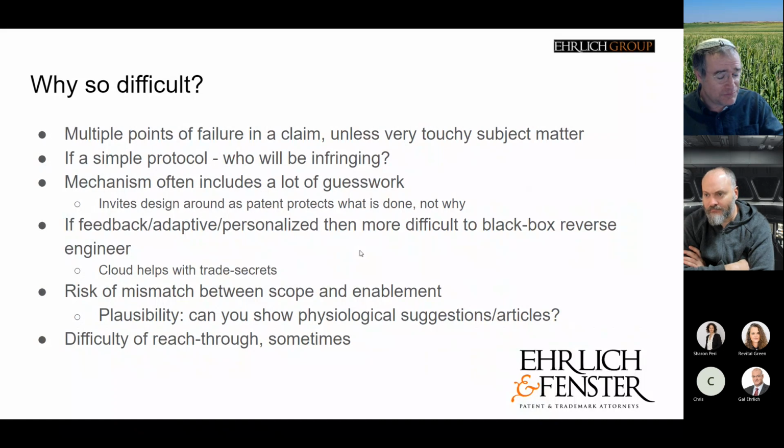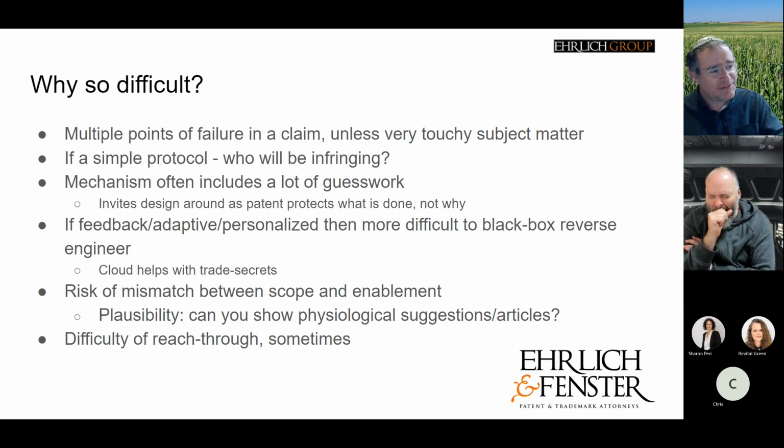So why is it so difficult to protect protocols? One reason is that a protocol has multiple steps, and if you imagine a claim that covers the protocol, any one of these steps can probably be avoided or modified. If it's a simple protocol, it can often be applied by people. When we say people, we're talking about your end user. And you usually don't want to sue your end user for two reasons. One, you want him to give you money afterwards and buy product. And two, there's so many of them, it's too expensive to sue.